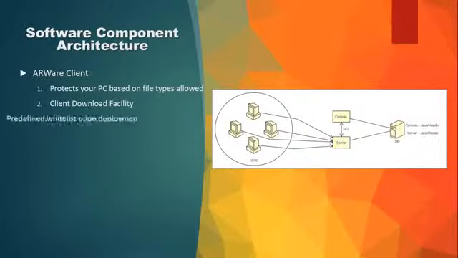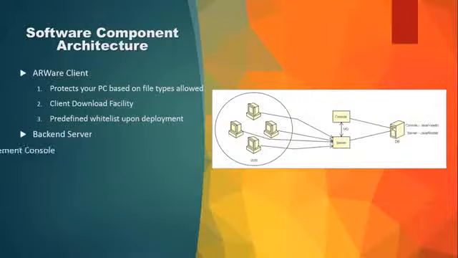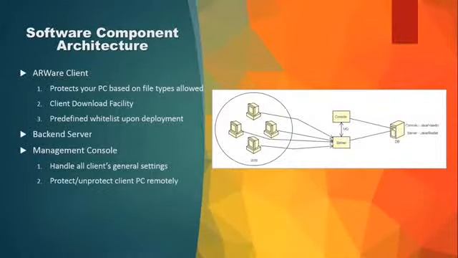And finally, it comes with a predefined whitelist, which is a list of program names you wish to be exempted from being blocked. This is optional, meaning you can choose not to have it run upon deployment. Then we have the backend server, which handles all the APIs involved. And finally, we have the management console itself. The console enables users to manage all of the client's general settings, the file types blocked, and the client version itself. You also have the option of protecting and unprotecting the client remotely, as well as adding blocked programs to the whitelist.